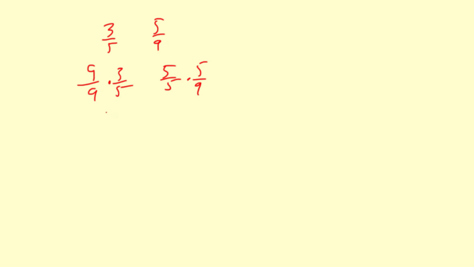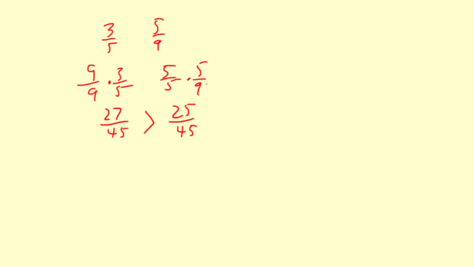So 9 times 3 is 27. 9 times 5 is 45. And then 5 times 5 is 25. And 5 times 9 is 45. So now these have a common denominator. It's very easy to compare. The 27 is greater than the 25, so that's the greater fraction. It's pretty close though.